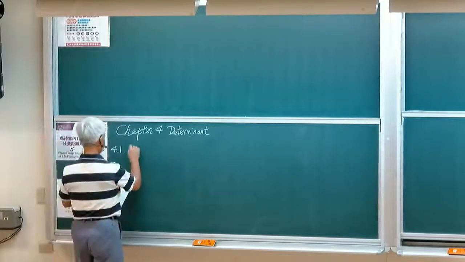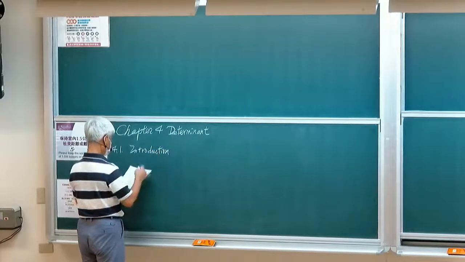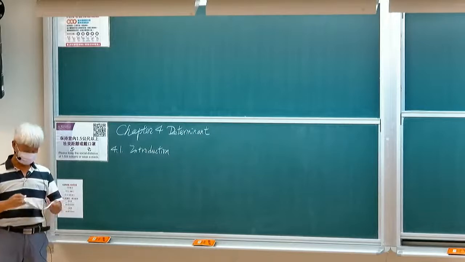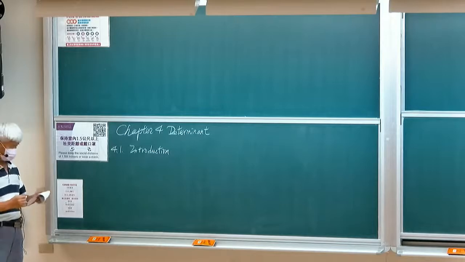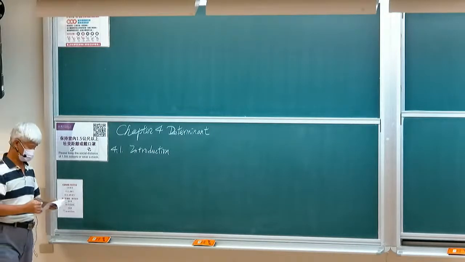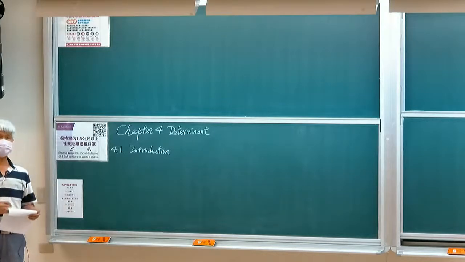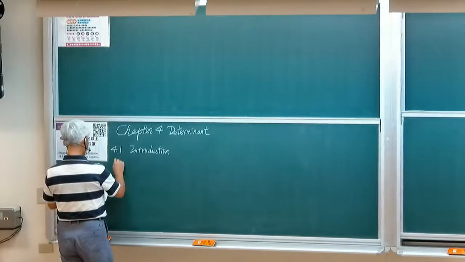All right, so the first section is about introduction. The introduction given in the textbook is very primitive. So here I would like to give you a more extensive study of the basic properties of determinants. And then in the next section we will prove the existence and uniqueness of the determinant function.